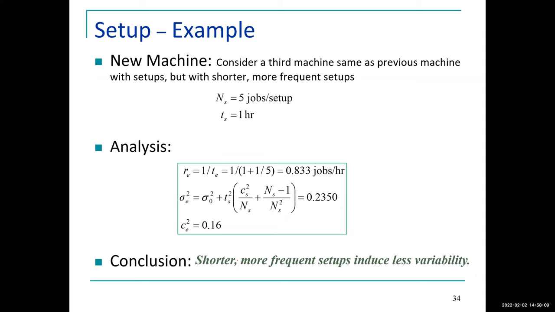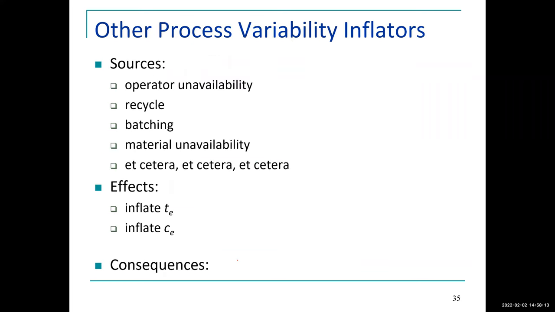So what are the other things that we can highlight based on this discussion? Other process variability inflators include operator unavailability, recycling, batching, material unavailability, among others. So there will be a lot of sources of variability. What are the effects? They inflate the effective processing time and they also inflate the coefficient of variation. So, consequences: effective process variability can be low variability, moderate variability, or high variability. And as we showed you, there are certain scenarios in which there are things that can reduce variability and create a performance improvement in your system.